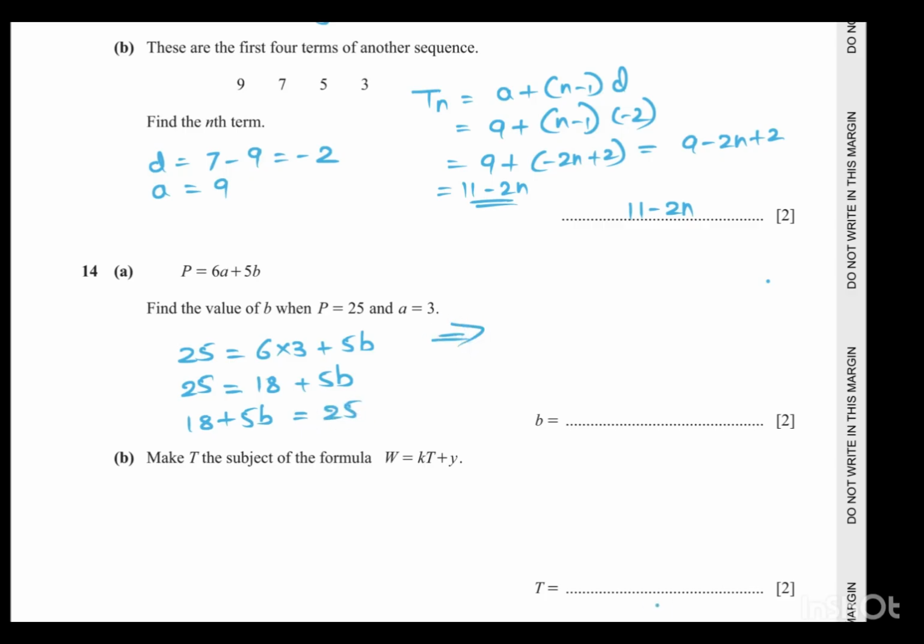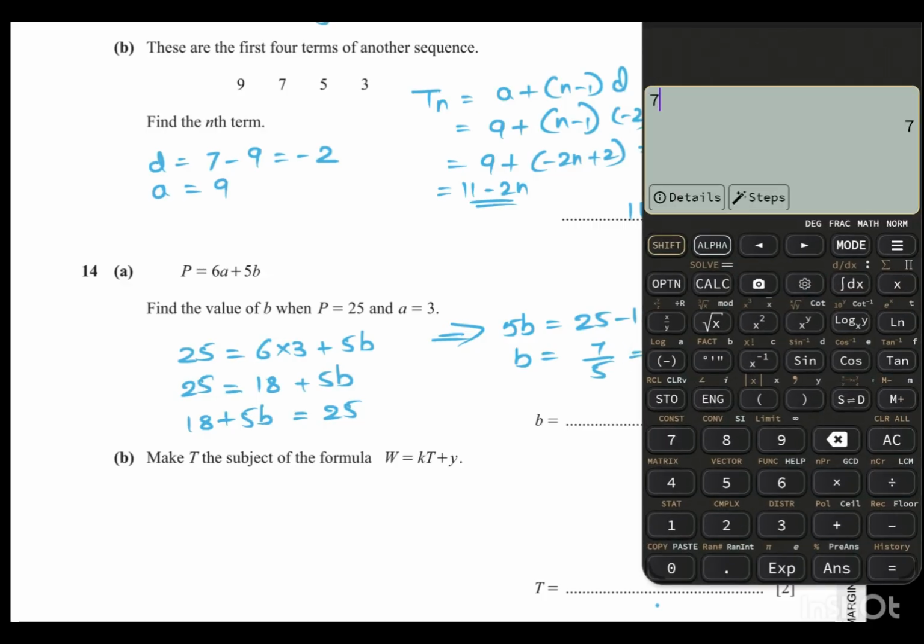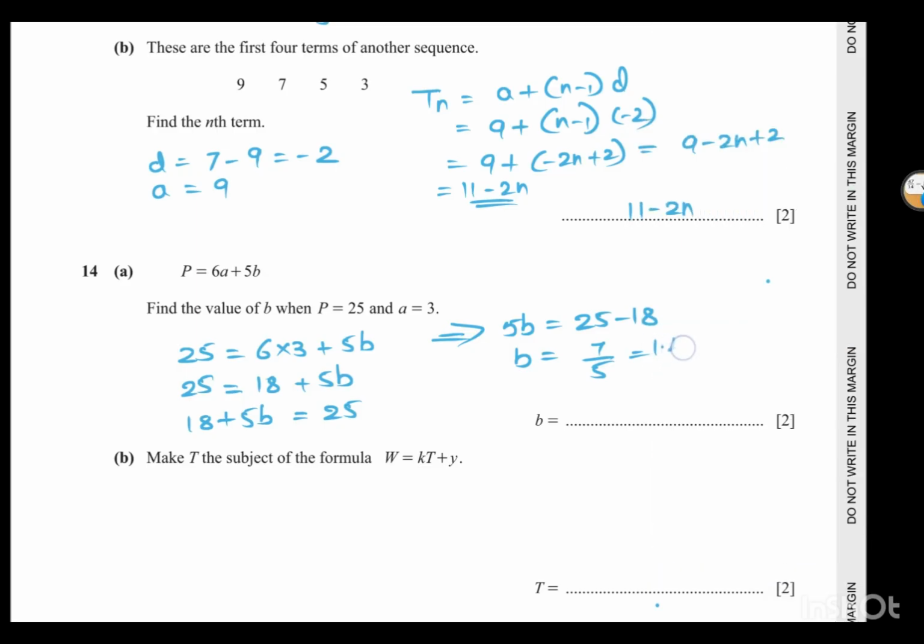Keeping 5B on the left hand side, bring 18 to the right hand side, which will be minus 18. Then keep 5B on the left hand side, and 25 minus 18 is 7. 7 by 5, since 5 will be divided. So what is 7 by 5? Write the value of that. 7 divided by 5 is 1.4. So 1.4 is the value of B. Question A is done.